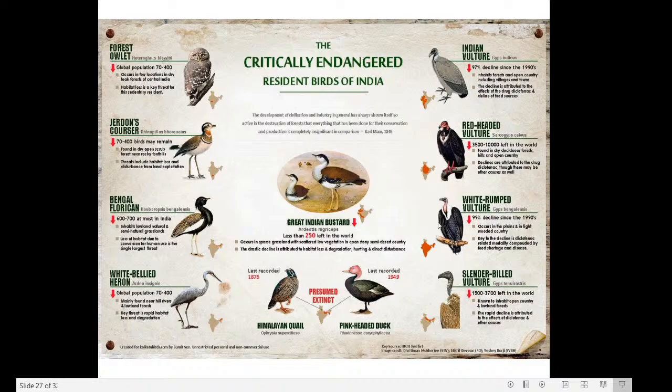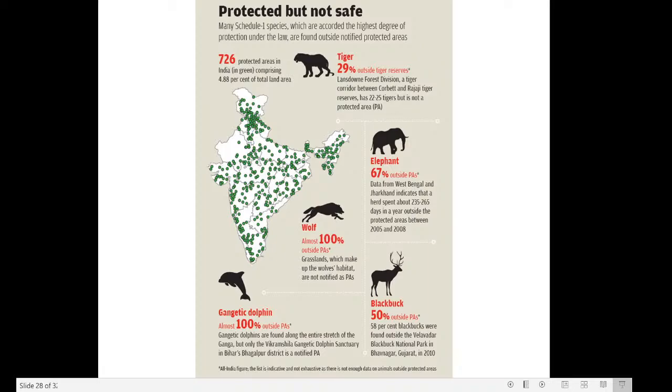And some of them, the white rumped vultures. The Garuda, you may know Garuda, it's a bird name in Tamil. They are also endangered species in the world, and also in India. These are some birds. Now there are also some Indian endangered animals.